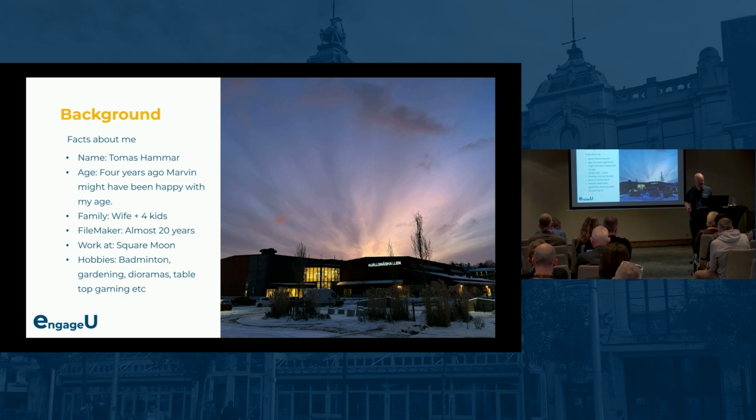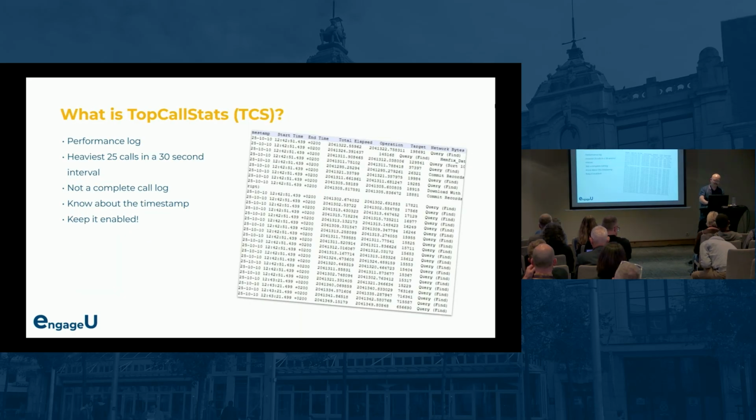I've been looking through that log quite a lot. What is TopCallStats? It's a log function that's been available in FileMaker Server for quite some time. I'm not sure actually how long, but at least since FileMaker 15. And it's a performance log. Every 30-second interval, it logs the 25 heaviest calls on the server. And I will repeat it again. It's not a complete log of every call. It's just the heaviest ones, the 25 heaviest in every 30-second interval.